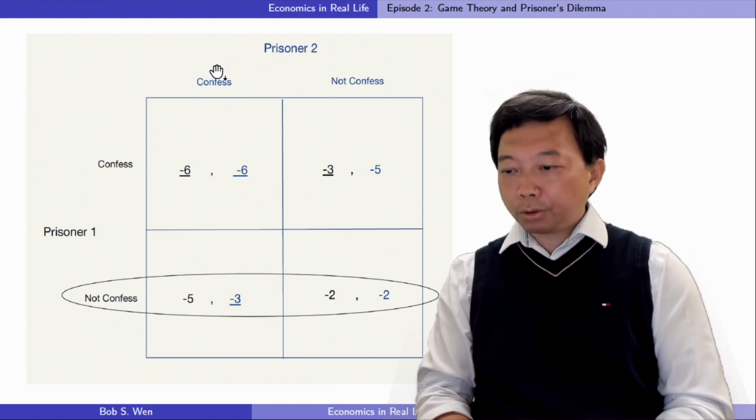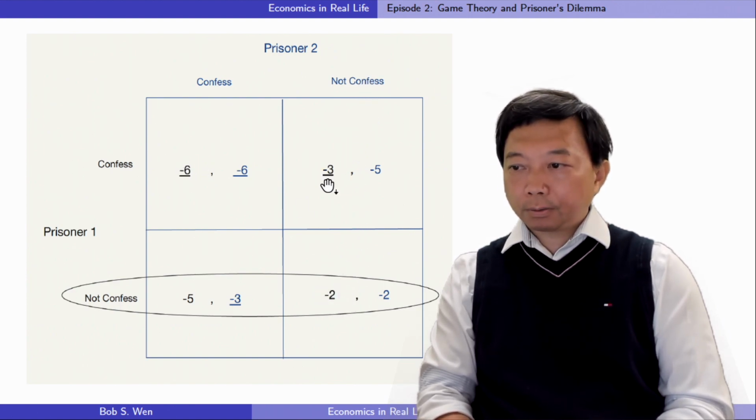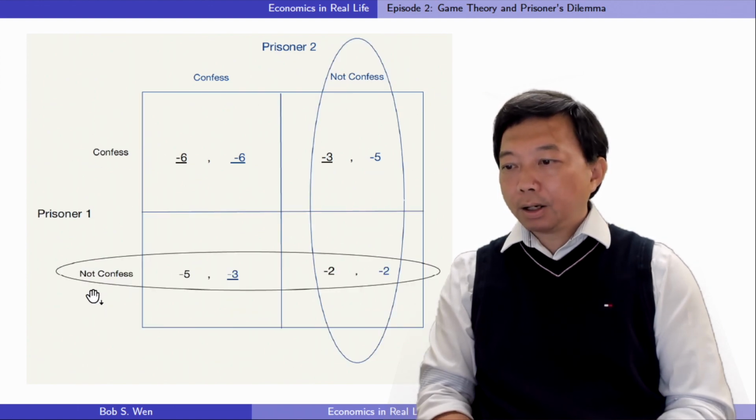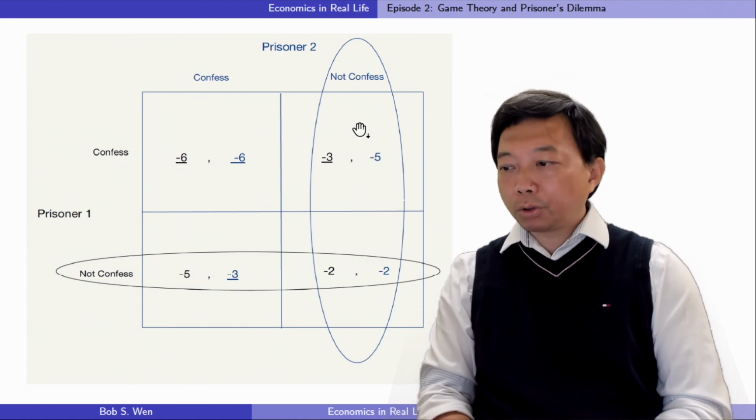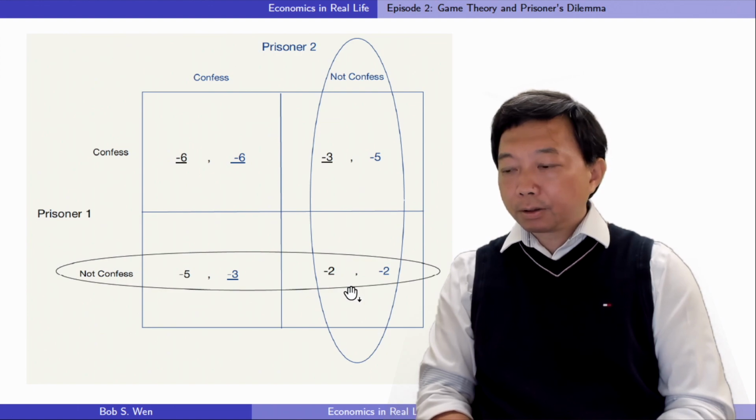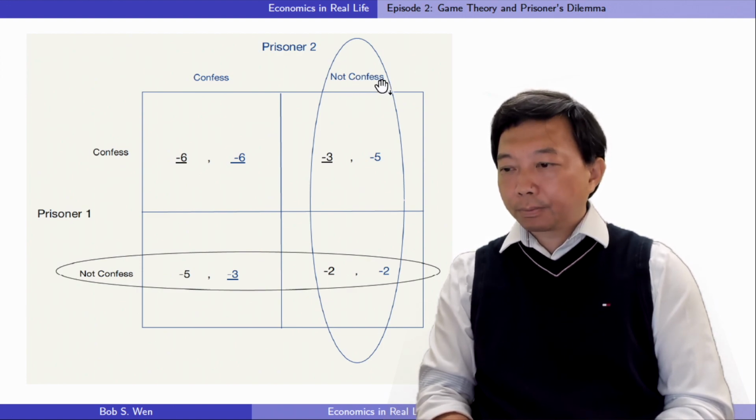Using the same logic to analyze the response of the suspects, we find that the first suspect's optimal choice is not to confess, regardless of whether the other suspect confesses or not. Similarly, the second suspect's optimal choice is also not to confess, regardless of whether the first suspect pleads guilty or not. The Nash equilibrium of the game is that both suspects do not plead guilty, and the corresponding Nash equilibrium payoff is that both suspects only serve 2 years in prison.